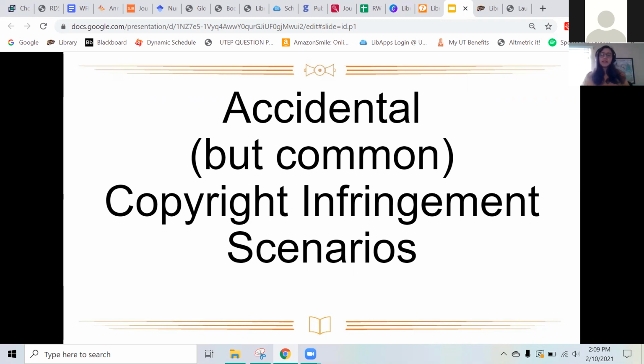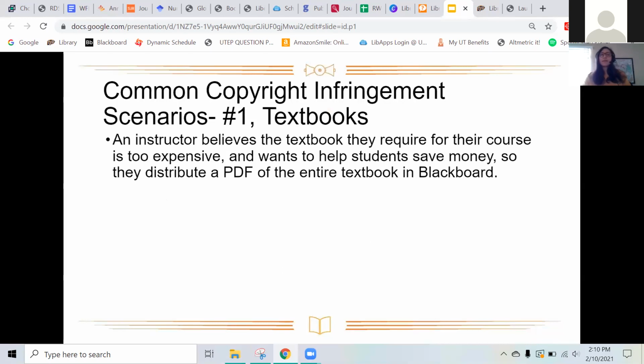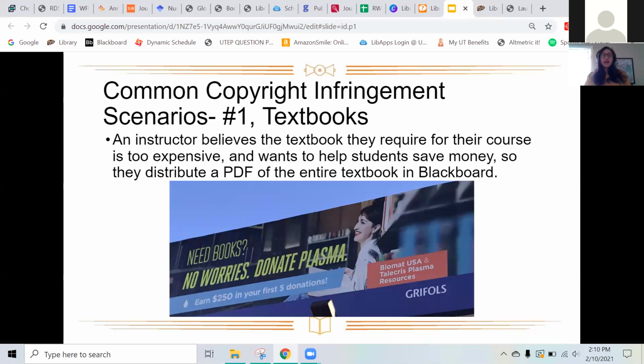So, what we're going to talk about first are accidental, but I think pretty common copyright infringement scenarios. I think there are a lot of ways these could play out, and I've sort of condensed them into two different scenarios. So the first scenario for common accidental copyright infringement relates to textbooks. In this scenario, an instructor believes that the textbook they require for their course is way too expensive, and they want to help their students save money. So what they do is they find a PDF of the textbook and they distribute that, or they share that in Blackboard. They just drop the file in there and everyone can download it.